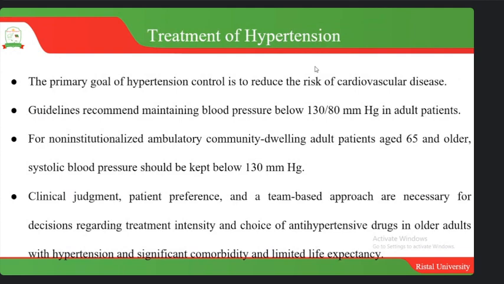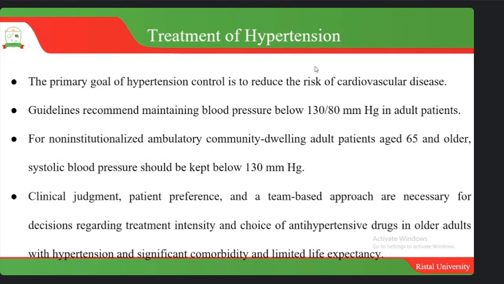So treatment of hypertension. How do we manage hypertension? The primary goal of hypertension control is to reduce the risk of cardiovascular disease. So when we manage hypertension, we are reducing the conditions that can affect the heart. We know that when someone has high blood pressure, this will backfire and cause a negative impact on the heart and the blood vessels. That's why they call it cardiovascular disease, because it affects both the heart and the blood vessels.